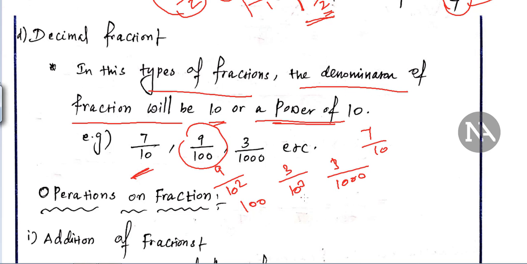These are powers of ten. 10 power 3 is a power of 10. 10 power 2 is a power of 10. Okay. So whether the denominator is 10 or a power of 10, that is what a decimal fraction is.